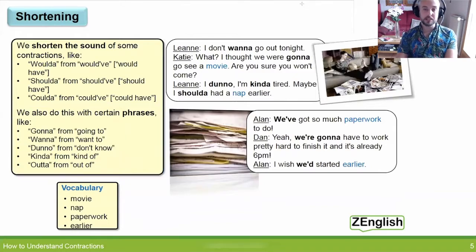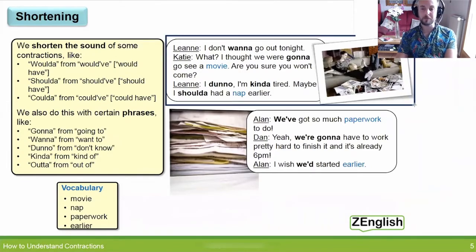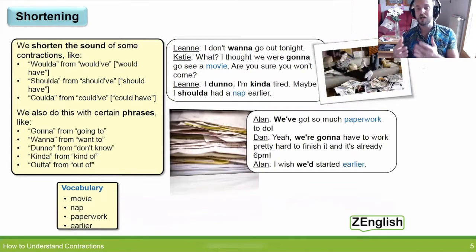Let's take a look at these used in some example conversations. First of all, up here, conversation between these two friends, Leanne and Katie. I don't want to go out tonight. What? I thought we were going to go see a movie. Are you sure you won't come? I don't know. I'm kind of tired. Maybe I should have had a nap earlier.